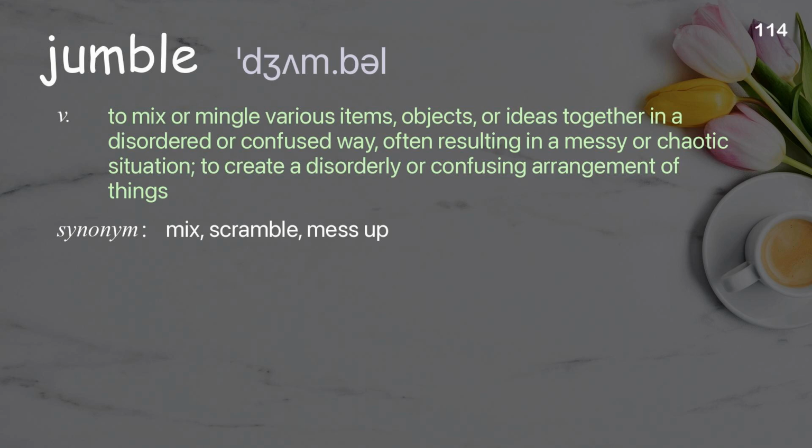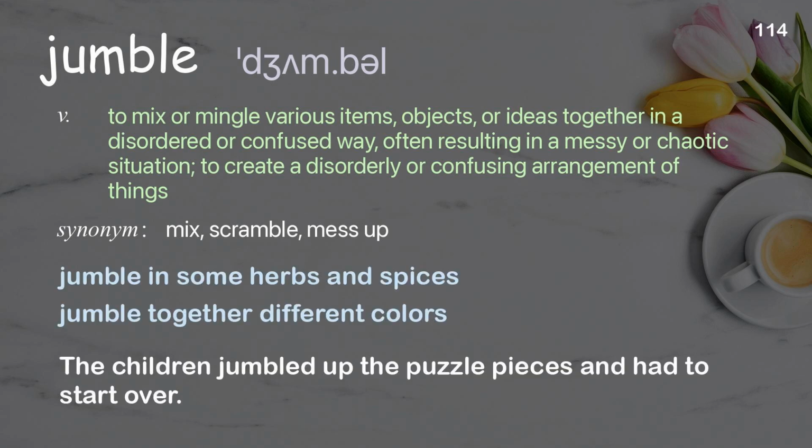Jumble. To mix or mingle various items, objects, or ideas together in a disordered or confused way, often resulting in a messy or chaotic situation, to create a disorderly or confusing arrangement of things. Examples: Jumble in some herbs and spices. Jumble together different colors. The children jumbled up the puzzle pieces and had to start over.